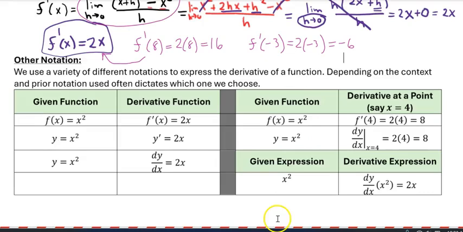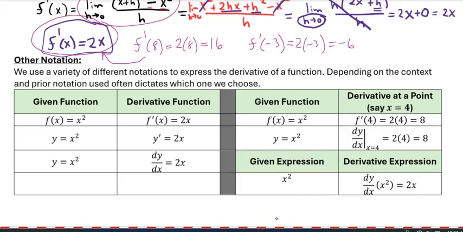Okay, this box shows you some other notation that we'll use for derivatives, and there's a bunch. All right, so on the left there, these are ways that we can write the function, like f of x or y equals. And so those are the two main options. Our derivative function, we've been using f prime of x. So one way to write what we just did, as you saw me do in the box up there, f prime of x is 2x. You also, if you were given y equals x squared rather than f of x, you would just write y prime equals 2x, which is another way of saying the same thing.